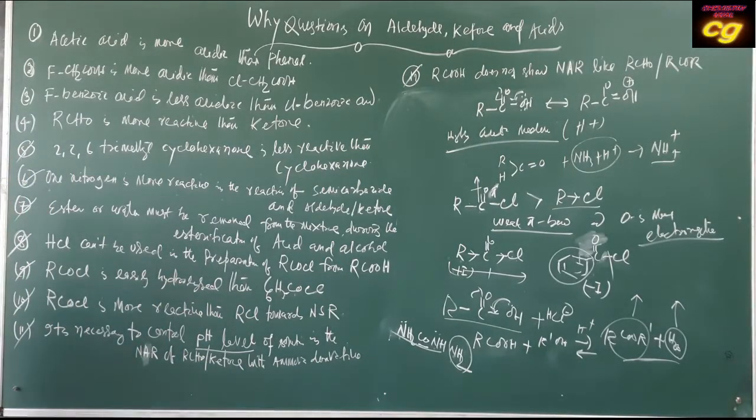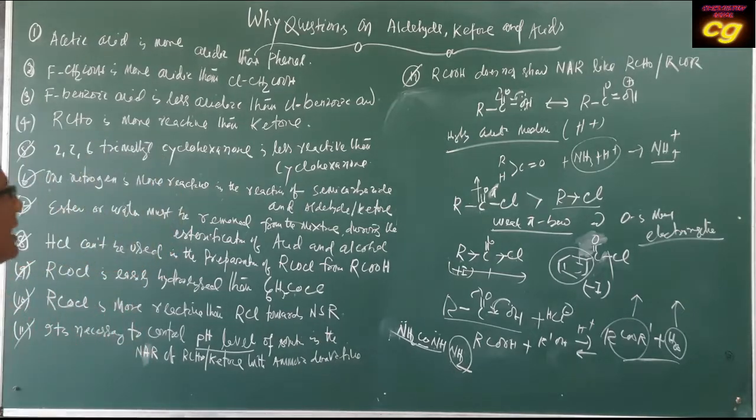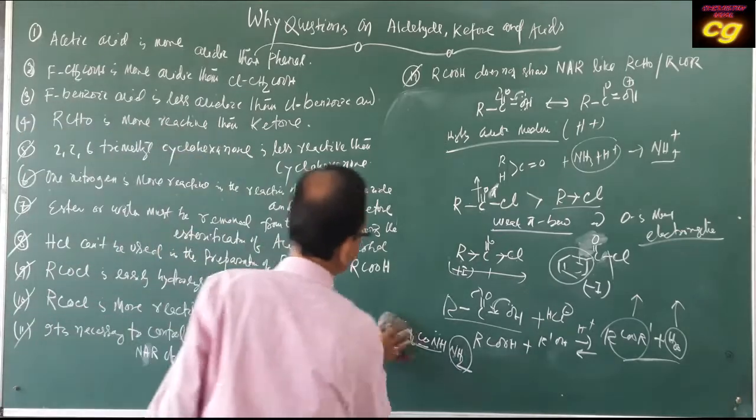Then, 2,2,6-trimethylcyclohexanone is less reactive than cyclohexanone. If you see the structure, just 1 minute.